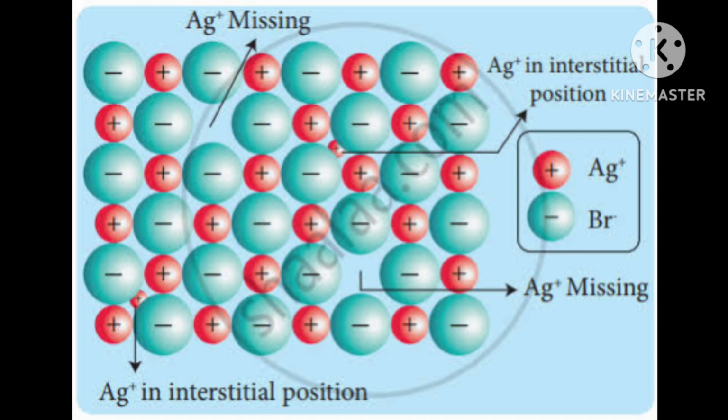I will try to send a diagram for this also. Like a simple vacancy defect, a Schottky defect also decreases the density of the substance. Here you can see the differences. In Frenkel defect there is no change, density will not change, but in Schottky defect the density will change.